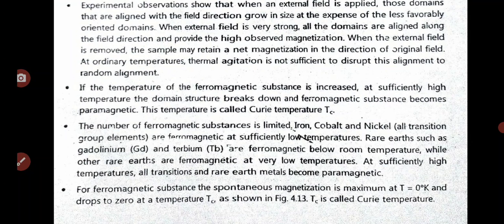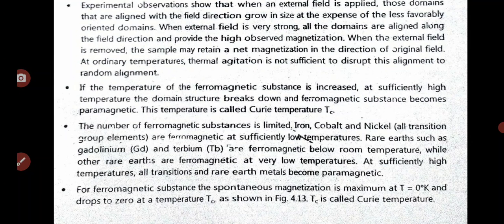If we consider examples of ferromagnetic substances, they are iron, cobalt and nickel, which are all transition group elements. These are ferromagnetic at sufficiently low temperature. Already we have said that at low temperature we consider this a ferromagnetic material.